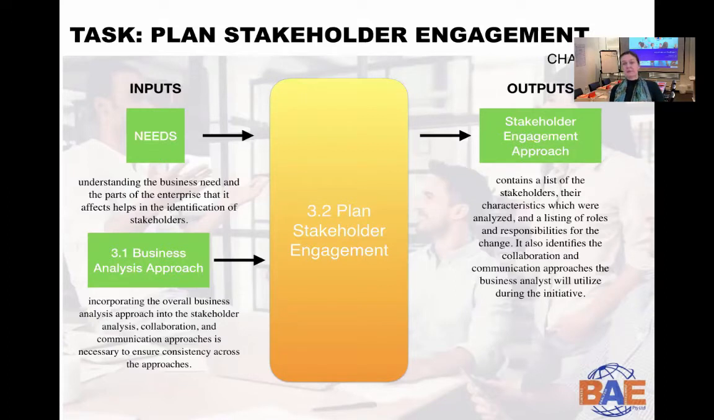And then, of course, outputs. Here again, you would have worked through all of these things that you want to consider for stakeholder engagement and defined an approach for that. So this will contain a list of the stakeholders, their characteristics, which were analyzed, and a listing of roles and responsibilities for the change. It also identifies the collaboration, communication approaches the business analyst will utilize during the initiative. So I'm sure that again, it makes quite a lot of logical sense if you think about it.